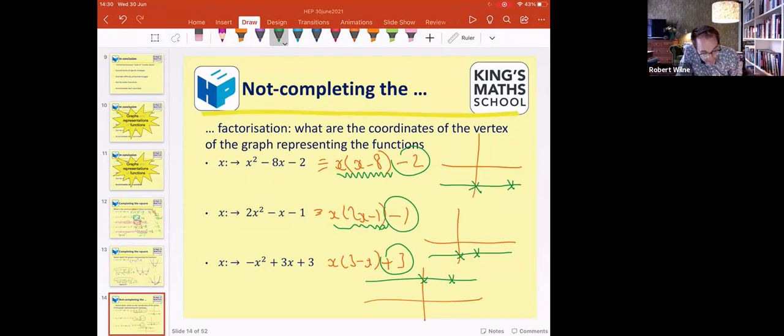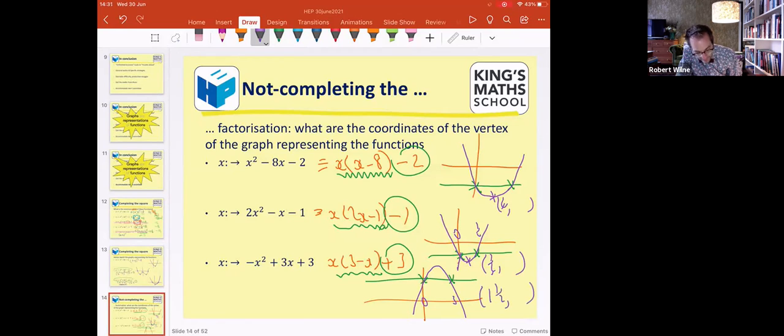Now, assuming that we believe that quadratic graphs are symmetrical, that tells me where the vertex is. It's halfway between 0 and 8, so at 4, halfway between 0 and 1/2, so at a quarter, and halfway between 0 and 3, at 1.5. It tells me the x coordinate of the vertex immediately without completing the square.